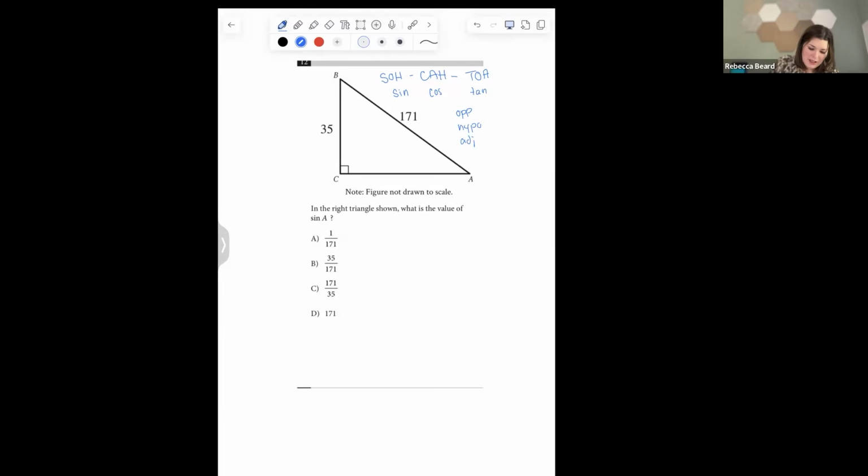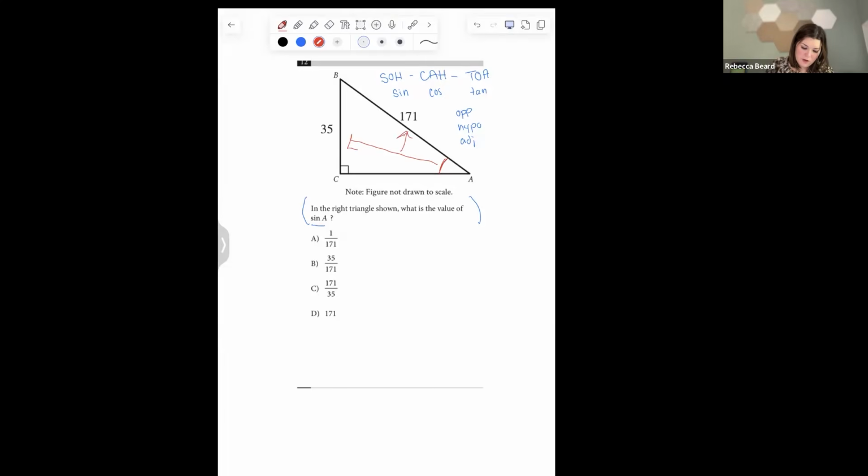So it says, in the right triangle shown, what is the value of sine A? So our focus angle is going to be A. Sometimes I just notate it like this. And then for sine, it is opposite over hypotenuse. So the opposite is over here, and then the hypotenuse is right there.